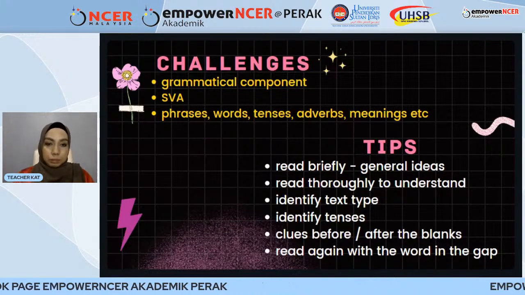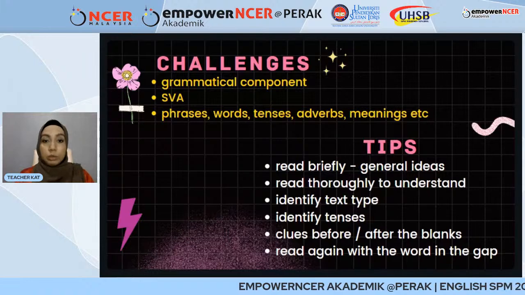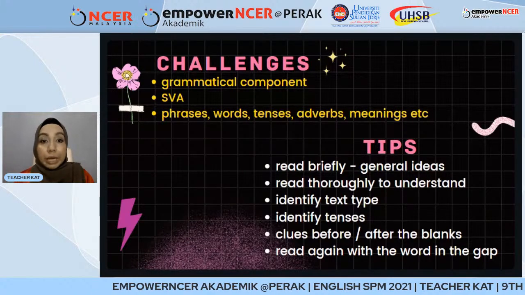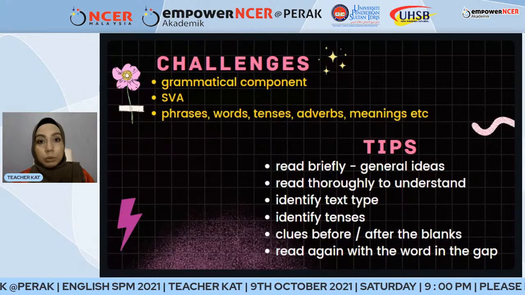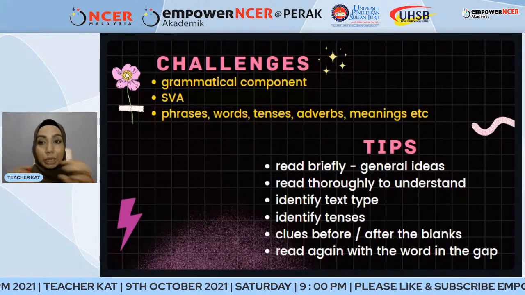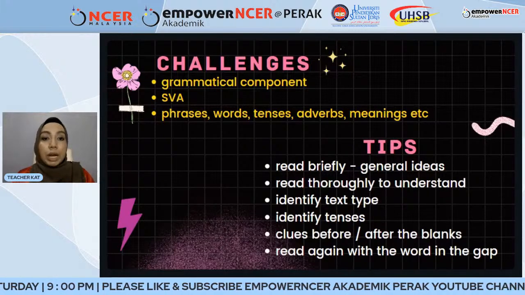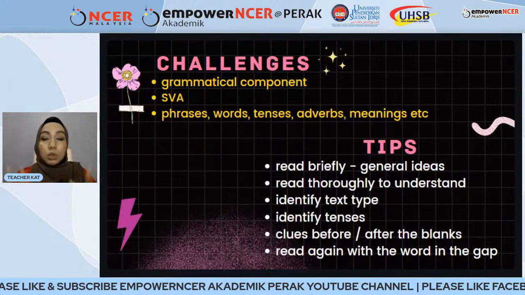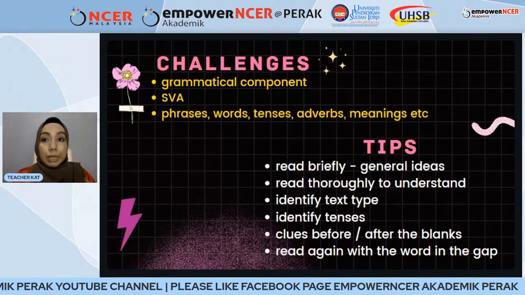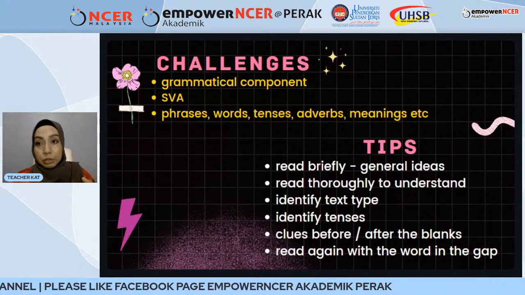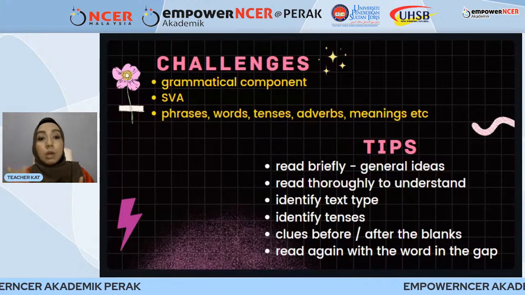Here are some tips. First, you read the text briefly to get the general idea, to understand what the text is about, from the beginning until the end of the text, what the writer is trying to tell you. After that, you read again thoroughly to understand, meaning that you understand line by line. First, you read just to get the general idea of what is going on. Second, you read thoroughly, sentence by sentence, word by word.